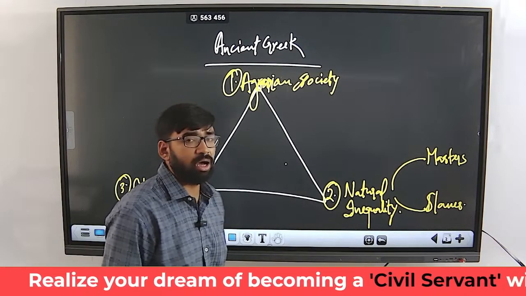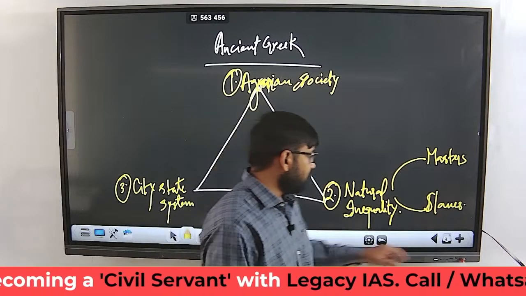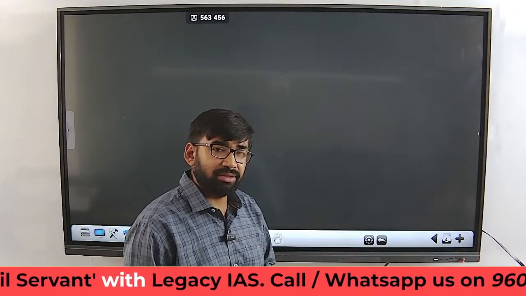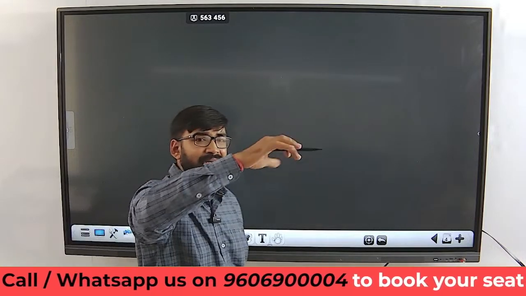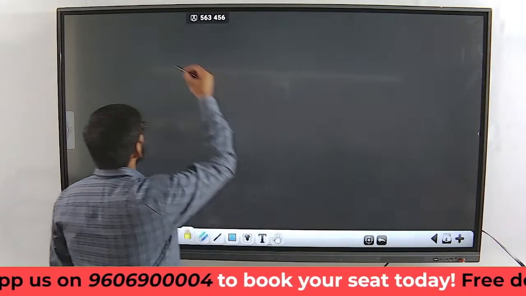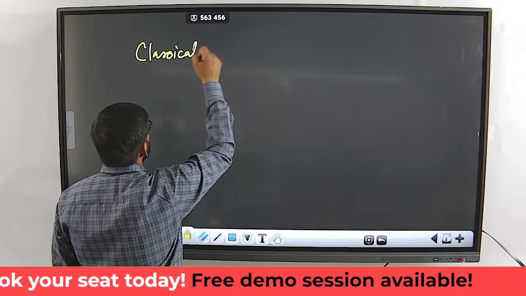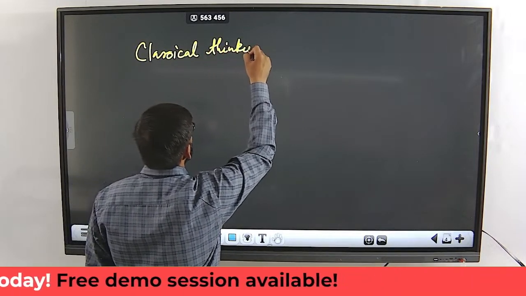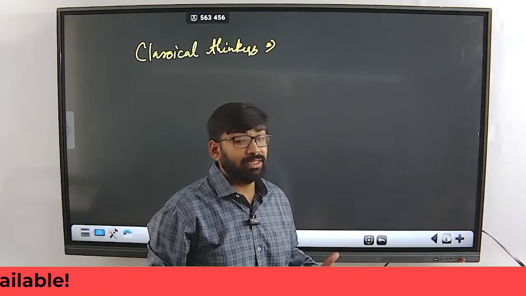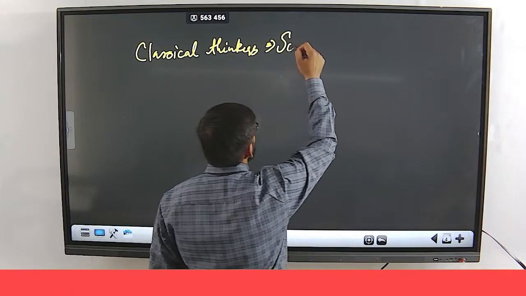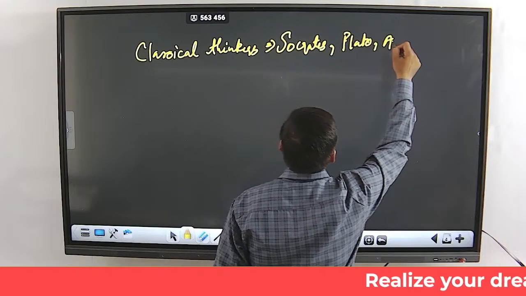So these three are some important features of ancient Greek. Now let me tell you, that is why political science was invented as a discipline in Greek. In ancient time, classical thinkers were there in ancient Greece, classical thinkers like Socrates, Plato, Aristotle.